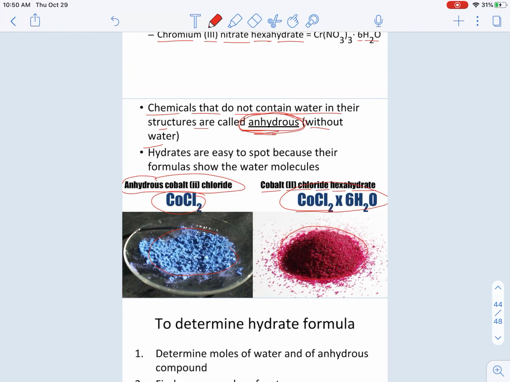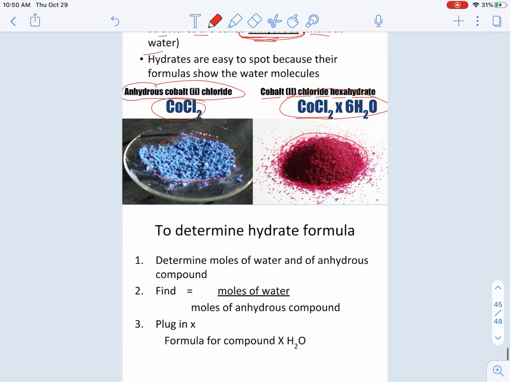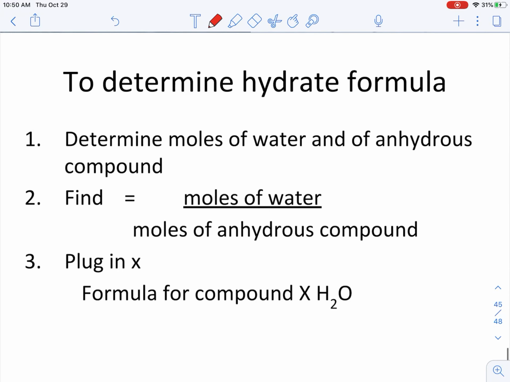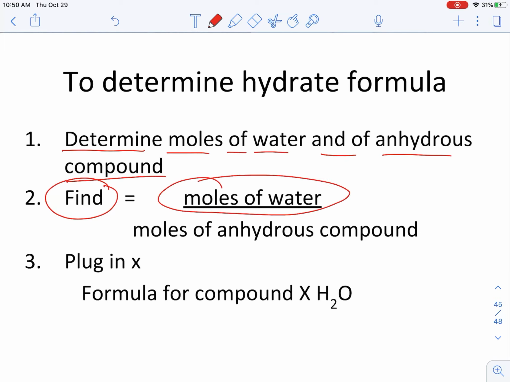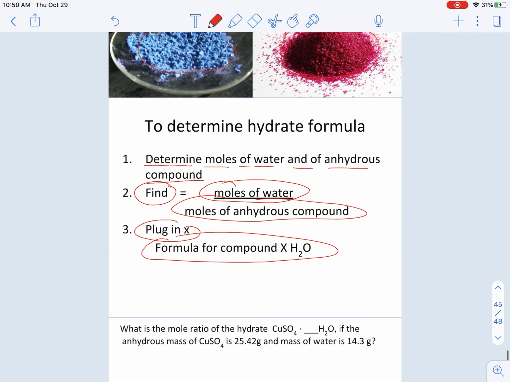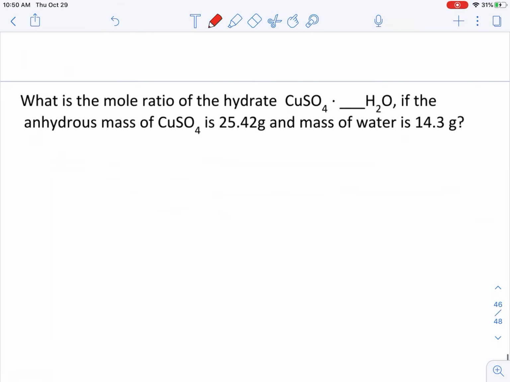So why are we talking about this with what we've been discussing this unit? Well, because it's going to be important for us to be able to determine the formula of a hydrate. And once again, as we've done previously, the first step is to determine the number of moles of water and of anhydrous compound. So how are you going to do this? Well, you find the moles of water, divide by the moles of anhydrous compound, plug in X, and the formula will be the anhydrous compound times X waters. And so we'll do an example of what that means.